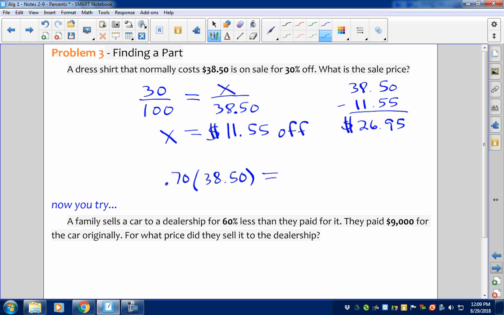What did you notice? We get the same thing, $26.95. So that's a more direct way of getting it. Now you could use that when you're out and about and just go, 30% off, that's the same as 70% of the original price.